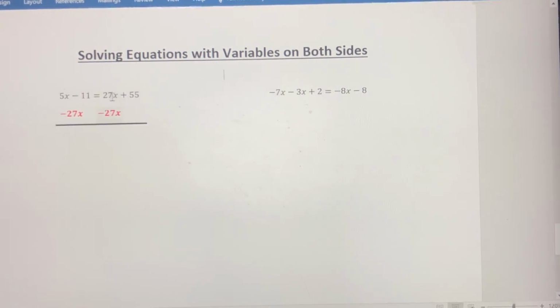I've chosen to take the 27x over here to the left side, but you could just as easily subtract 5x from both sides and take the variables to the right side. And in the next example, I'll do that just to show you how that works. So we're going to use those inverse operations we talked about previously. This is going to cancel out these 27x's.